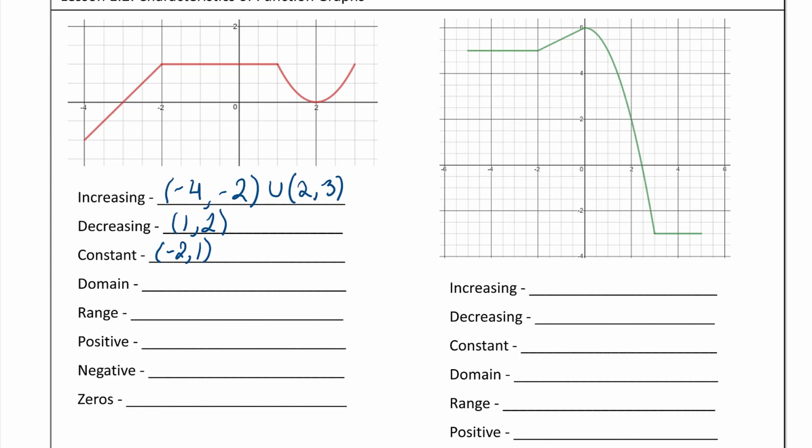Domain is the x values that this is defined for. So for our farthest left point here, our graph does not go beyond -4. For the farthest right, it does not go beyond 3. And everything between -4 and 3 is defined. There's no open circles between -4 and 3. There's no asymptotes causing us to kind of jump over a number. So this domain is going to be just one interval from -4 to 3. And because there's not open circles at the end there, we'd put brackets at -4 and 3.